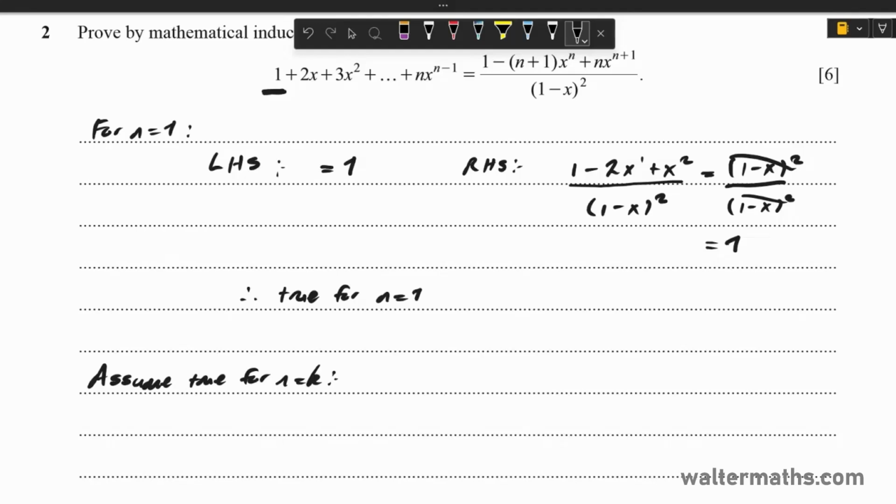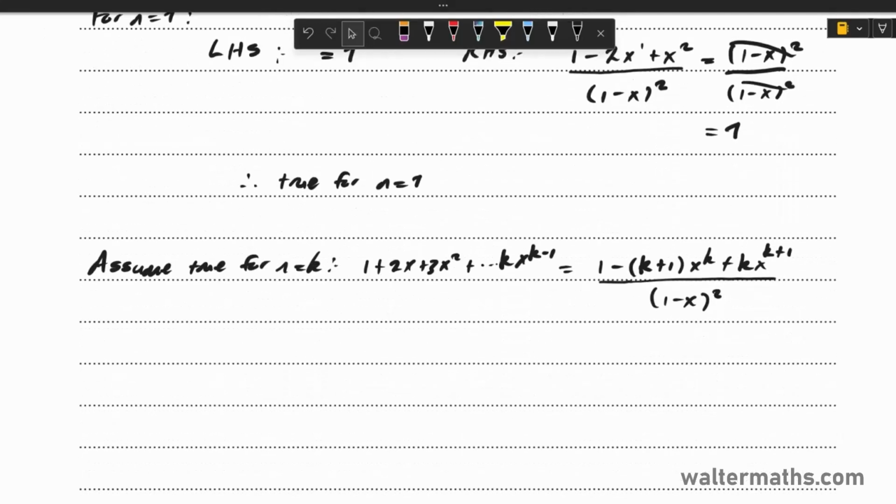So what we're saying here is the summation 1 plus 2x plus 3x squared all the way up to, now n is k, so that's kx to the k minus 1, should be equal to 1 minus (k plus 1) of x to the k plus kx to the k plus 1, and that's all over 1 minus x squared. So this is what we are assuming is true.